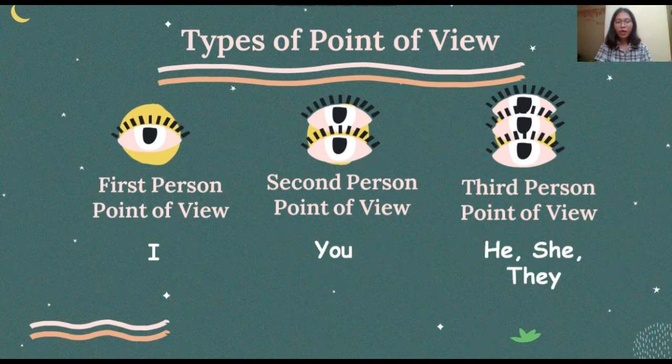Next, types of point of view. Point of view has several types. Each of the types has its role in the story. The common types used by writers are first-person point of view, second-person point of view, and the last is third-person point of view.